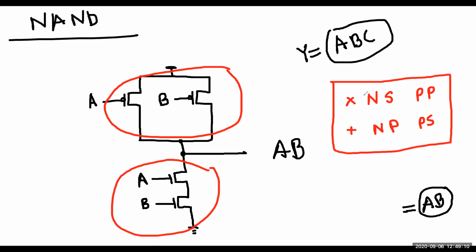That means we have only seen multiplication. We haven't seen addition yet. We will see it later. So if you have multiplication, your NMOS will be in series and your PMOS in parallel. In AB, is it multiplication or addition? Multiplication, sir. Okay, so NMOS will be series, PMOS will be parallel. If this was A plus B, NMOS will be parallel, PMOS will be series, right? Yes, sir. Okay, let's try a NOR gate.